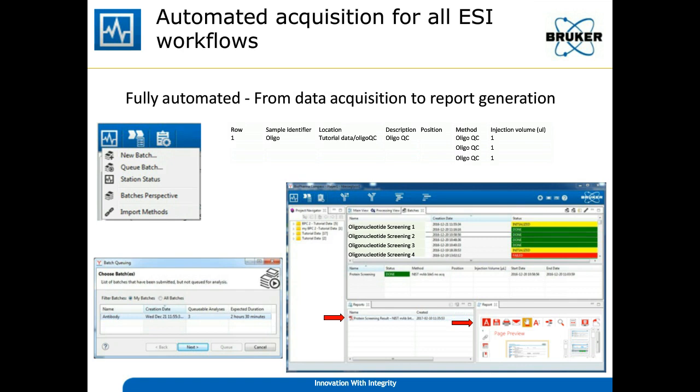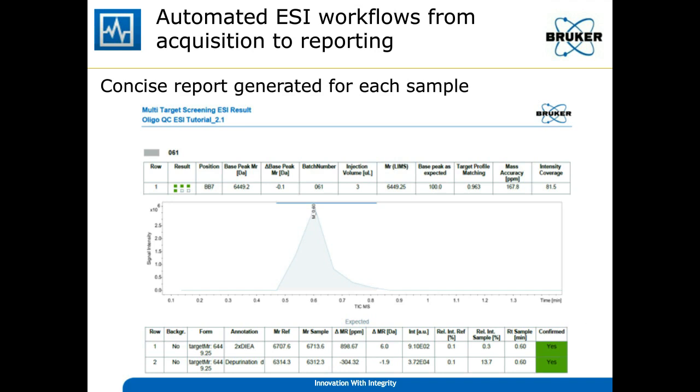As can be seen on this slide, reports can be customized to include several different parameters, such as the experimental parameters set by the user, chromatograms, MS spectra, and results based on criteria defined by the user.